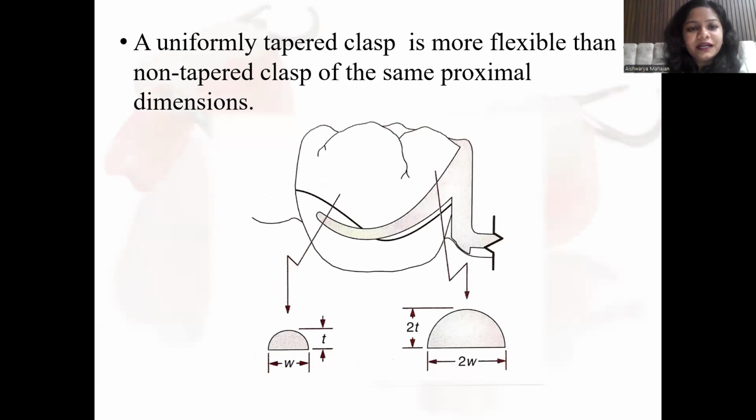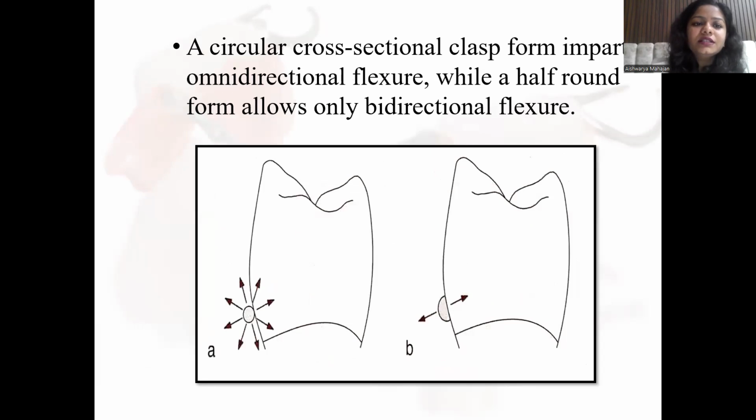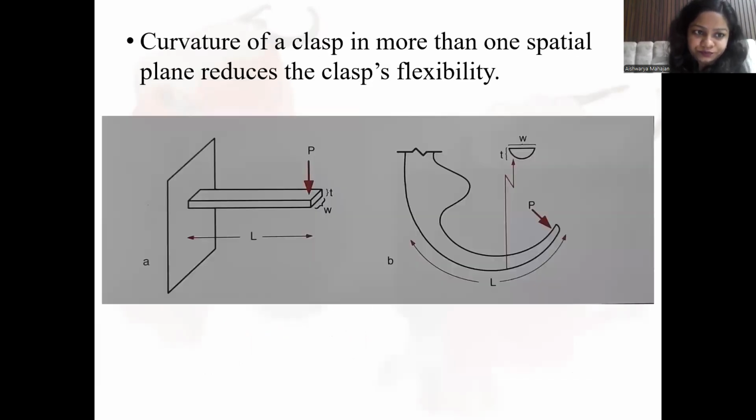A uniformly tapered clasp is more flexible than a non-tapered clasp of the same proximal dimension. A circular cross-sectional clasp form imparts omnidirectional flexure, which means it provides flexure in all directions, whereas a half-round form only provides bidirectional flexure. Curvature of a clasp in more than one spatial plane reduces the clasp flexibility.